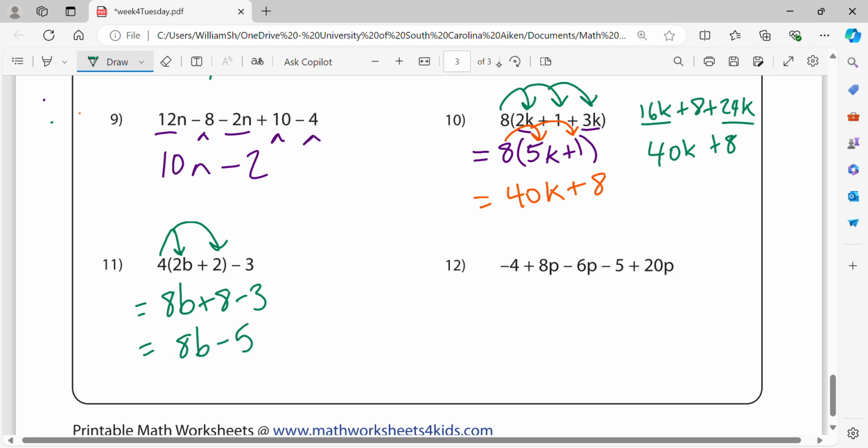Okay. Number 12, I have negative 4 plus 8p minus 6p minus 5 plus 20p. Whew. Alright, negative 4 and negative 5 simplify down to negative 9. 8p minus 6p is 2p. Plus 20p is 22p. So you can write it as negative 9 plus 22p, or you can write it as 22p minus 9. Whichever, both of these would be marked correct.